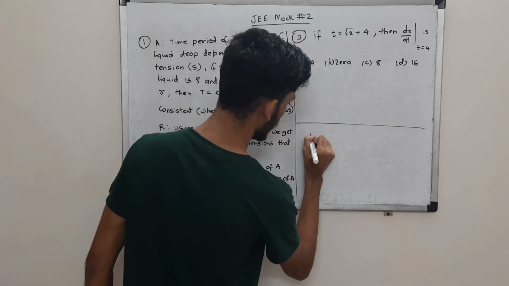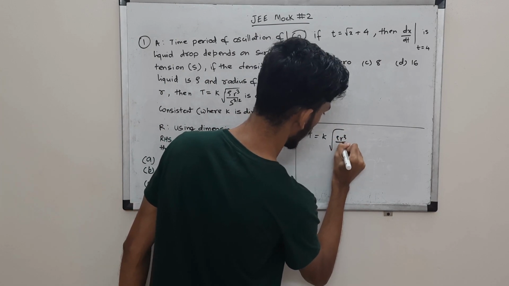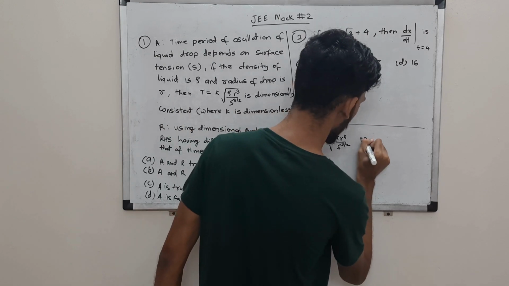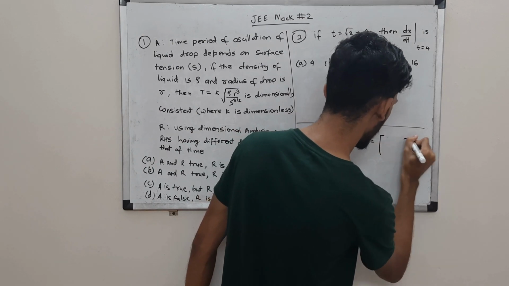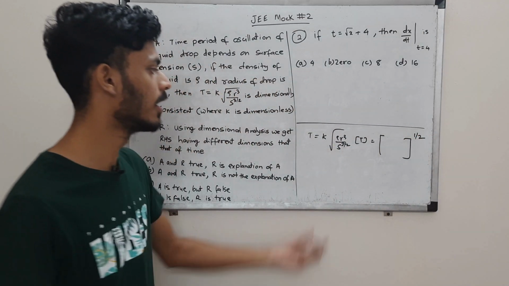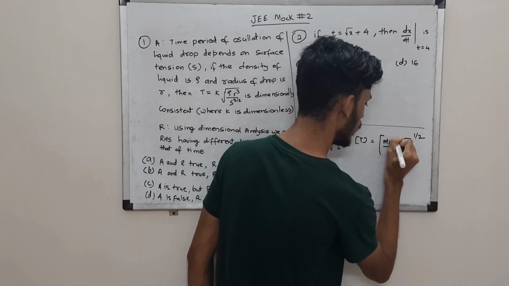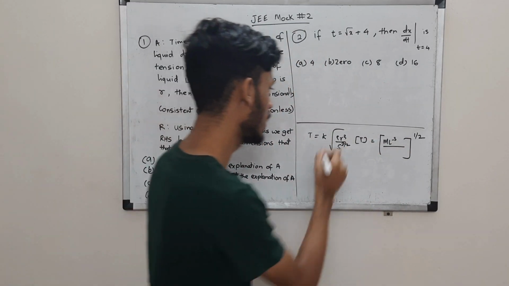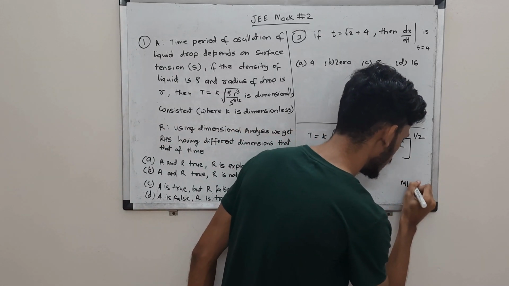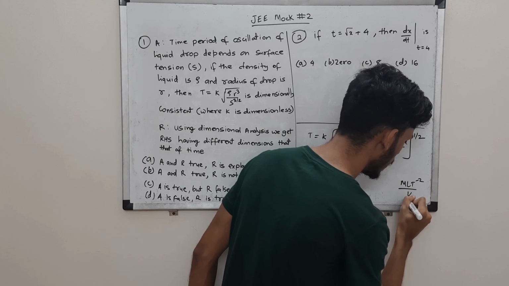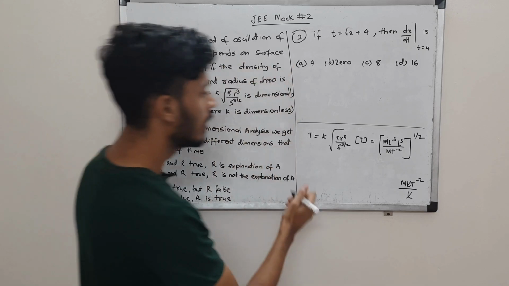Okay, so let's begin with A. A says this relation is dimensionally consistent, so let's check that. Let's take dimensions on both the sides. K is dimensionless, it is given, so we are only concerned about the dimensions of these quantities now. It is a square root, so raised to half. Then we have density. Density is mass per unit volume, so ML to the power minus 3. Radius cube, so L cube. And then we have surface tension. Surface tension is force per unit length basically. So force is this, and per unit length L will get cancelled, MT to the power minus 2, and that to the power 3 by 2.